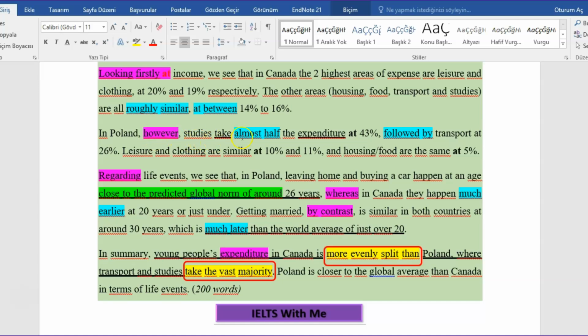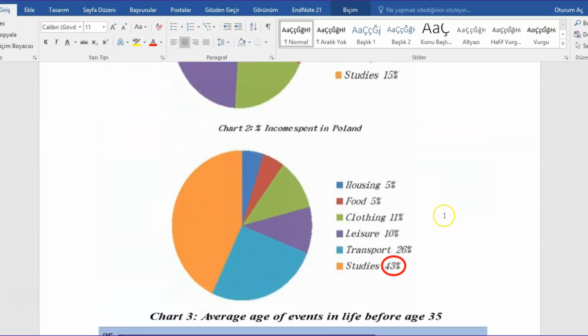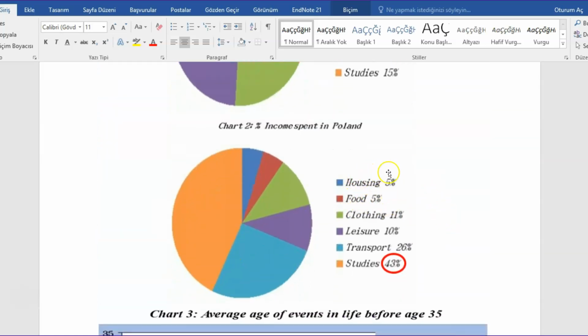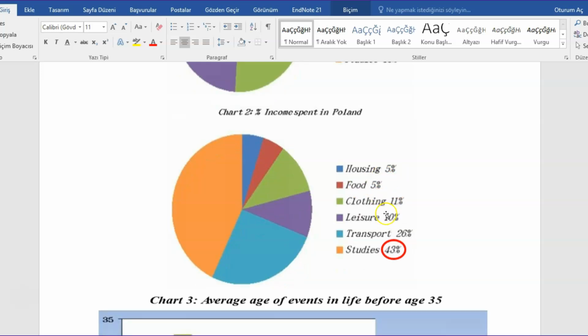In Poland, however, there is a contrast between them. Studies take almost half the expenditure at 43%, followed by transport at 26%. Leisure and clothing are similar at 10% and 11%, and housing and food are the same at 5%. Here I explained in more detail transport, studies, and the minor section for housing and food, right?